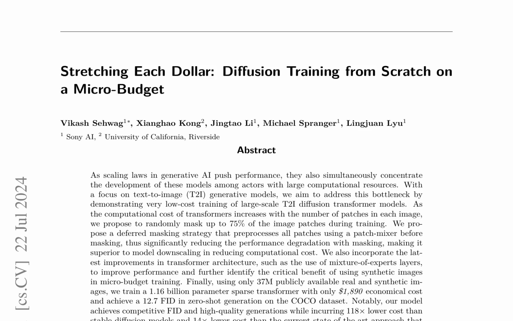Abstract: This paper aims to address the bottleneck in the development of large-scale text-to-image (T2I) generative models by demonstrating low-cost training. The authors propose a strategy that randomly masks up to 75% of image patches during training, reducing computational cost without significant performance degradation. They also incorporate the latest improvements in transformer architecture and identify the critical benefit of using synthetic images in microbudget training.